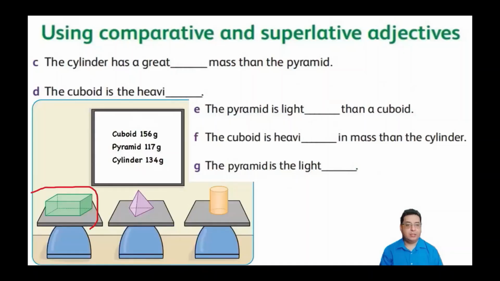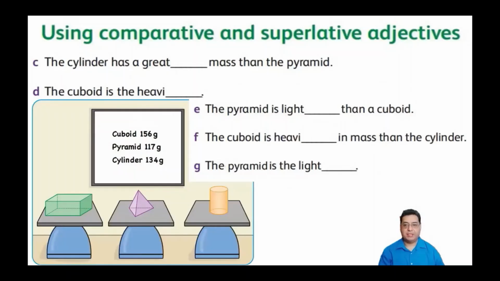Today's video is going to be about comparative and superlative adjectives, and I'm going to be integrating it with math. So why don't we go ahead and take a look at that now. For these, I've got a cuboid, pyramid, and a cylinder here with weight, and we're just going to fill in the blanks with the appropriate adjective for comparative and superlative.